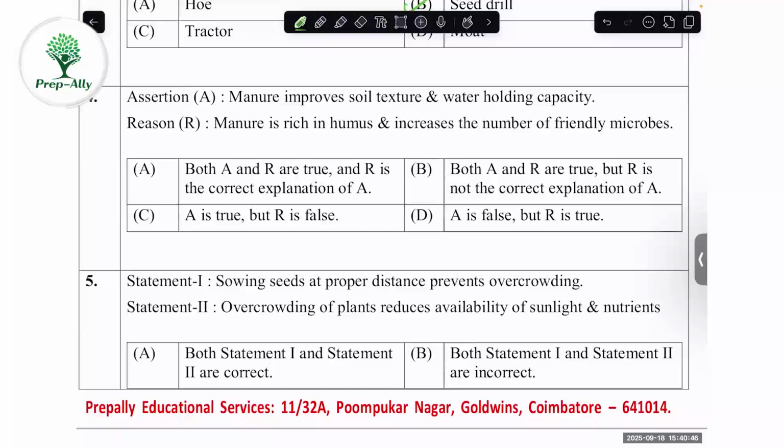Okay. So then what is the answer? The answer will be A. Why? Because as the manure contains humus, it helps in the decomposition process. That's why it is helpful in improving the soil texture and also the water level in the soil. So the correct option will be A.